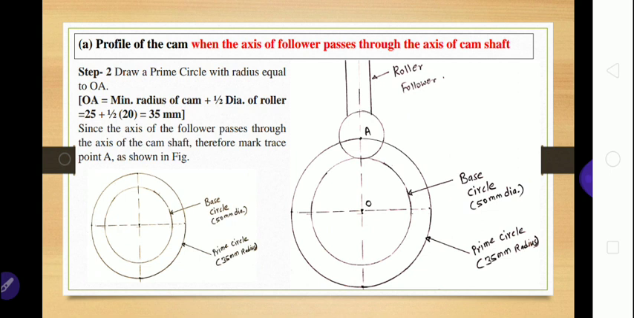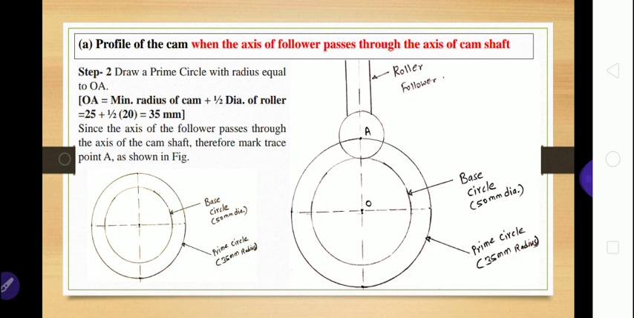But for the roller follower, the base circle is the minimum radius of the cam profile, and if you add the radius of the roller to that base circle radius, then this total radius becomes the prime circle radius, and with that radius you have to draw a circle. That OA will be the radius of the prime circle. And how have you got that OA radius? Minimum radius of cam plus 1/2 of the diameter of the roller. You have got that OA distance equal to 35 mm for this problem.